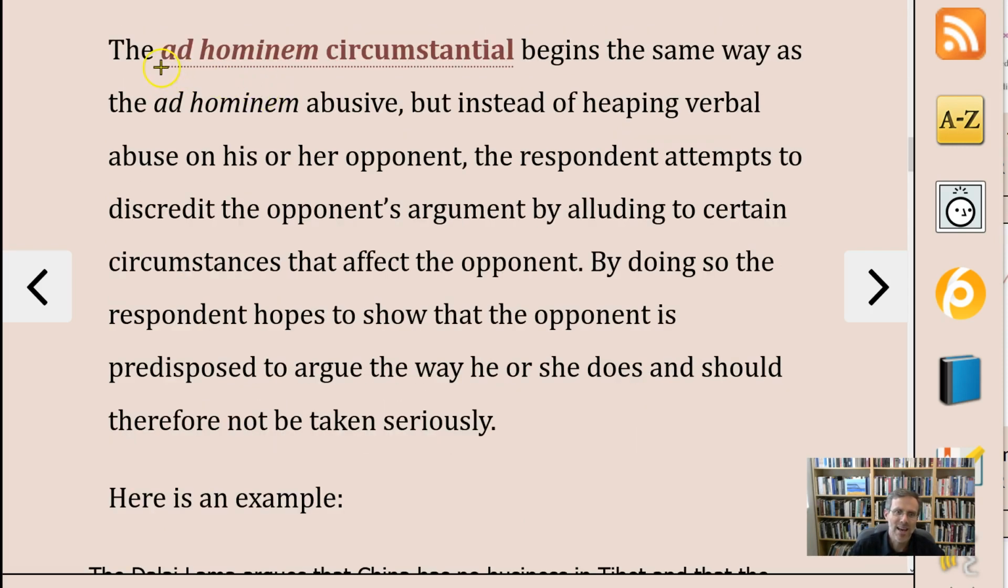The next kind of ad hominem argument that Hurley discusses is the ad hominem circumstantial. In the ad hominem circumstantial, what happens is that someone makes an argument, and rather than responding to the evidence given in the argument, the second person just says, well, of course you would say that, because who you are as a person, the circumstances you're in, means you have something to gain or something to lose by the truth or falsity of that claim.